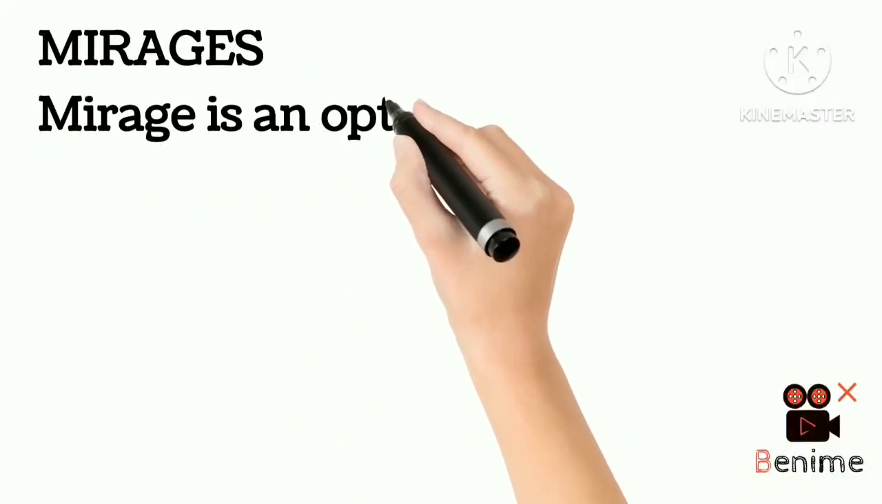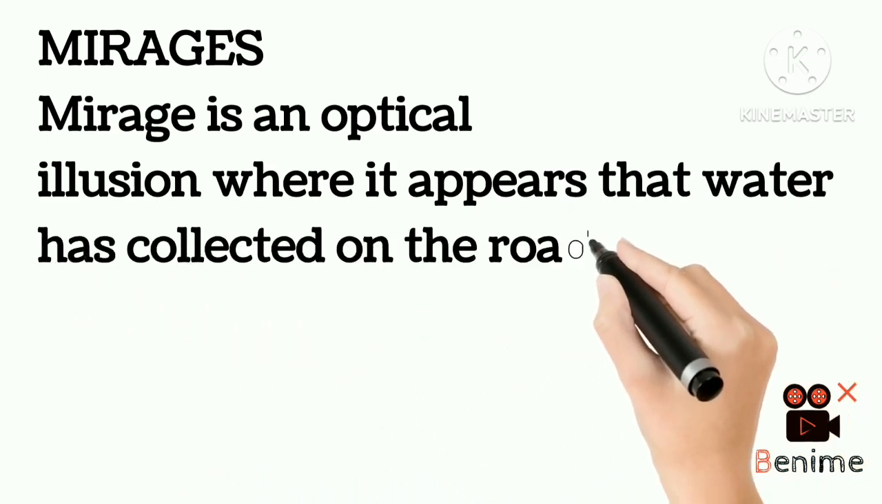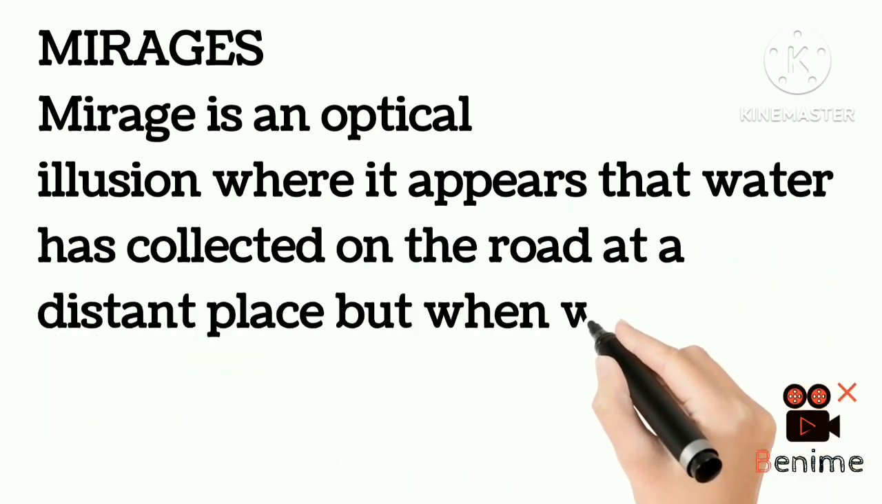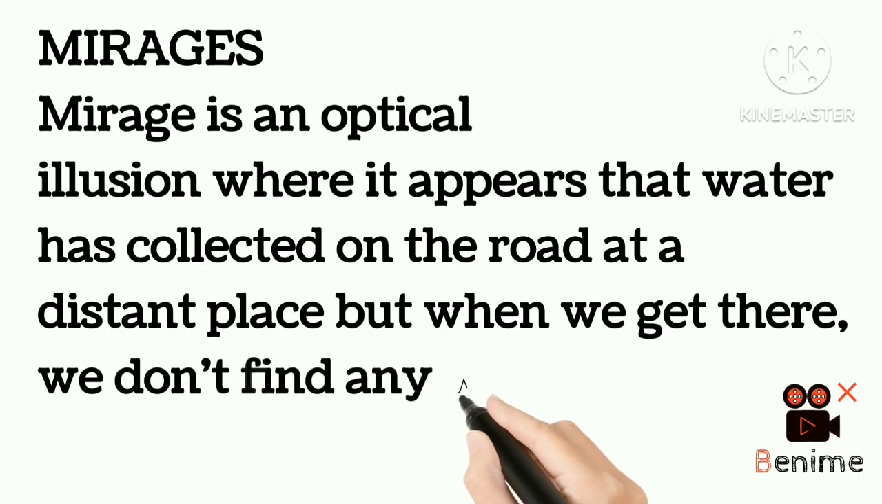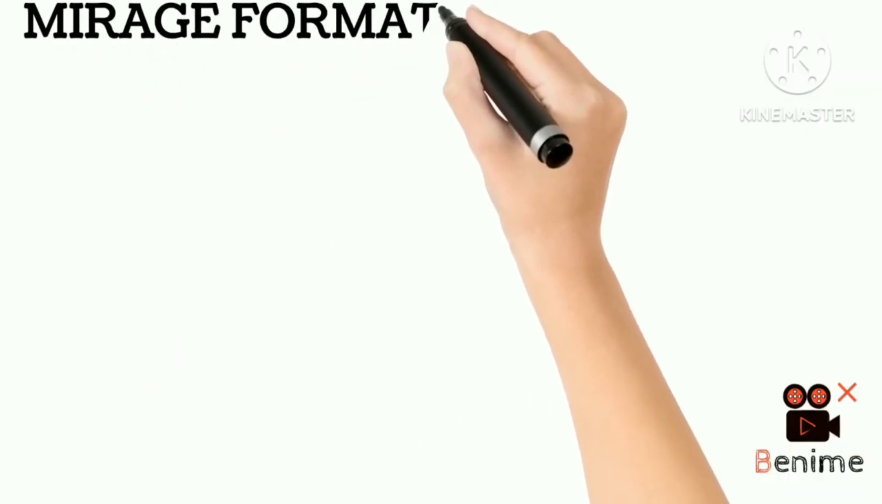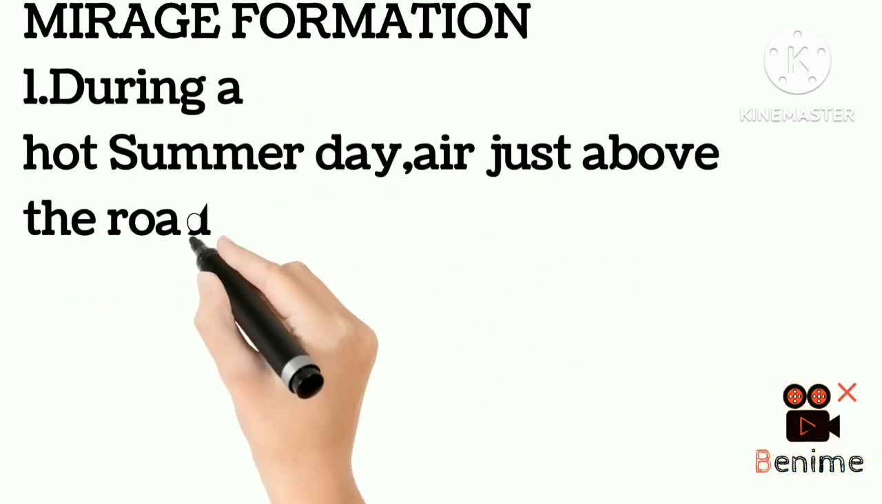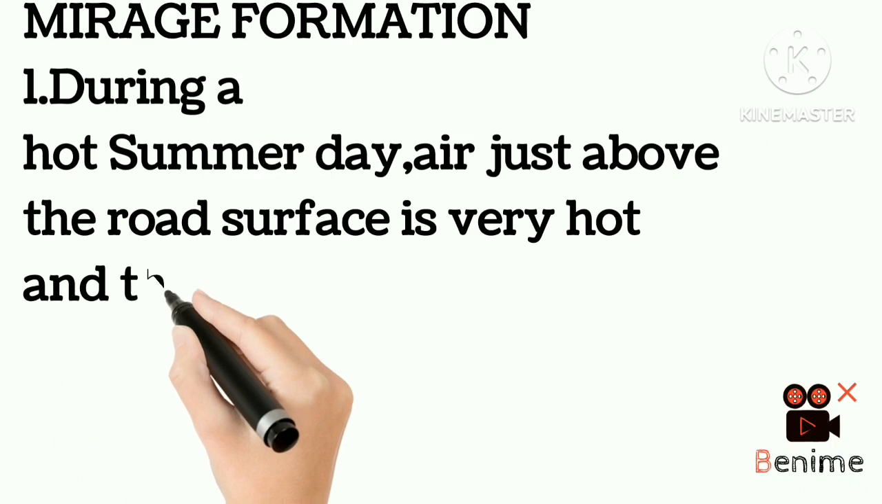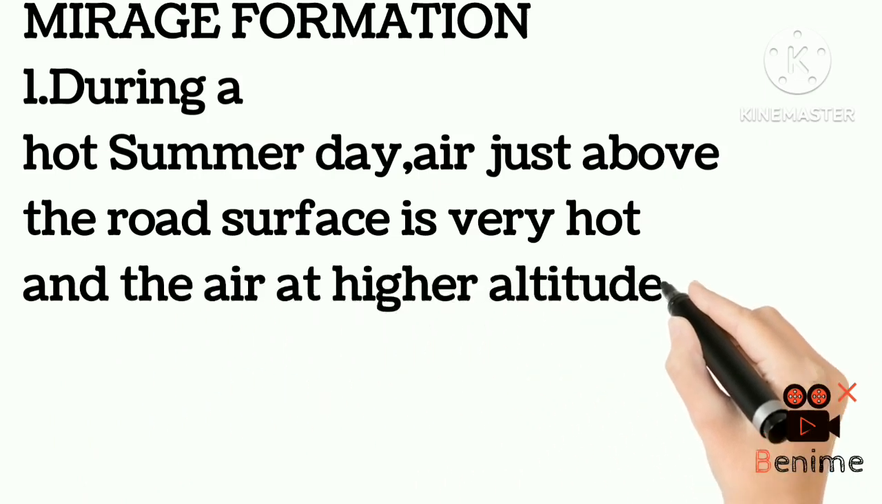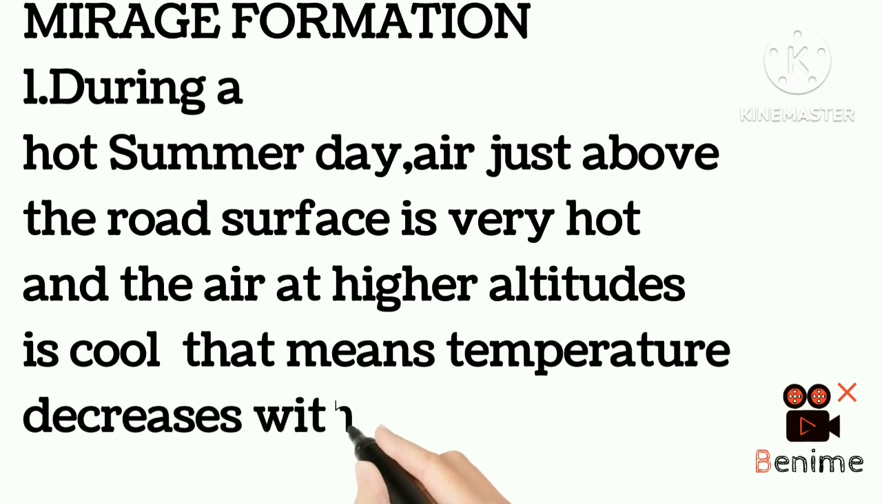Mirage. Mirage is an optical illusion where it appears that water has collected on the road at a distant place, but when we get there, we don't find any water. Mirage formation, first point: during a hot summer day, the air just above the road surface is very hot and the air at higher altitudes is cool, meaning temperature decreases with height.